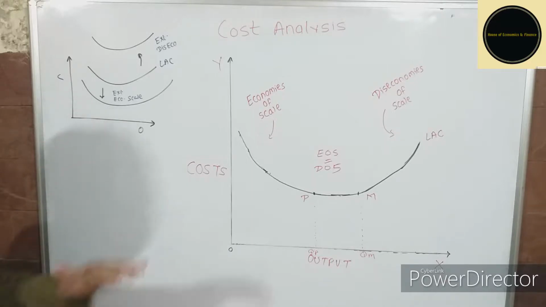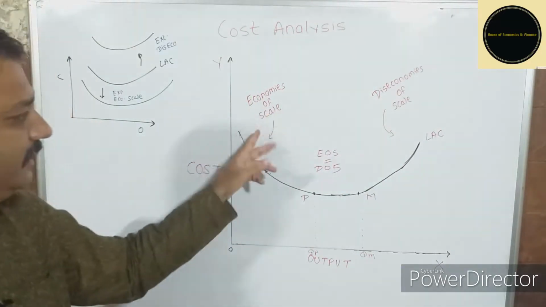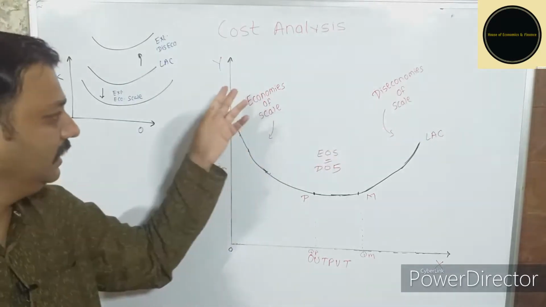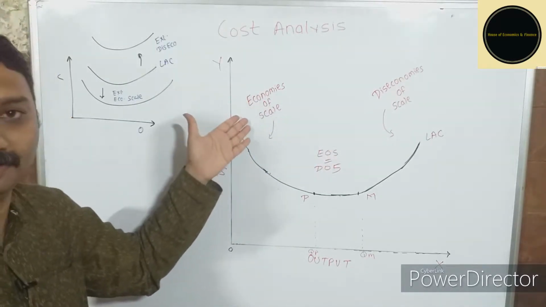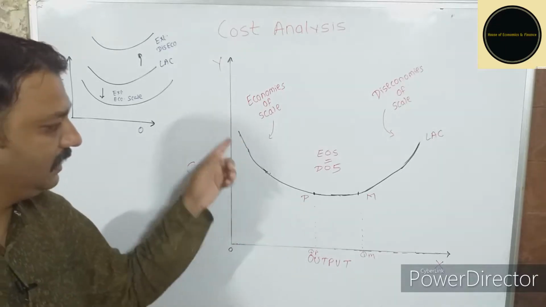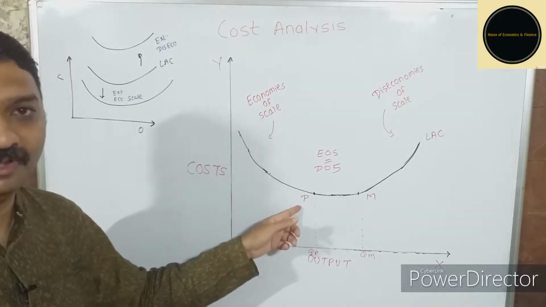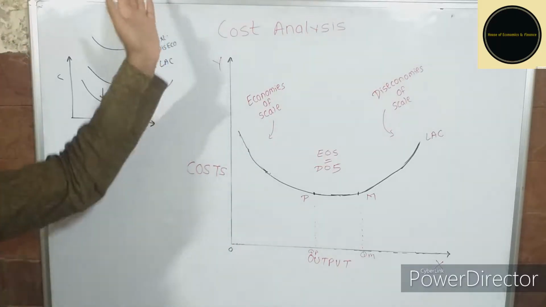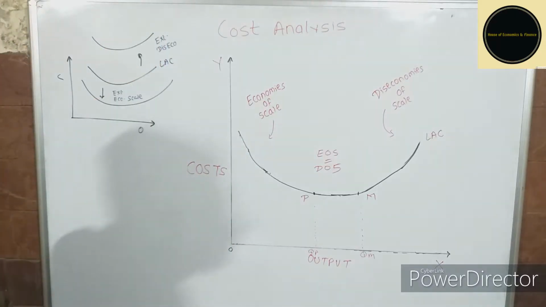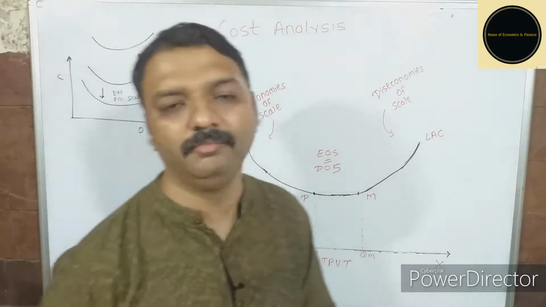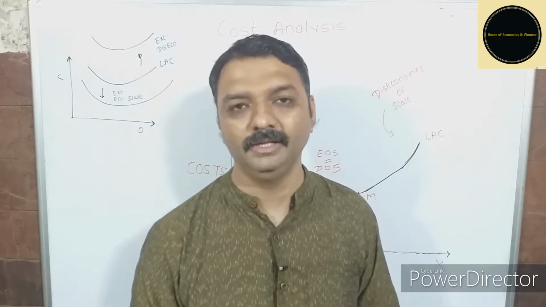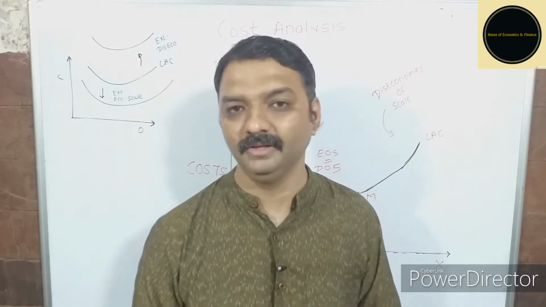So what about this? Here, when I am saying economies of scale or diseconomies of scale, I am referring to internal economies of scale, and that's why the curve is sloping downwards here. And when I am discussing external economies of scale, the curve itself will shift. So this is about the behavior of the long run average cost curve and the impact of economies and diseconomies of scale on it.